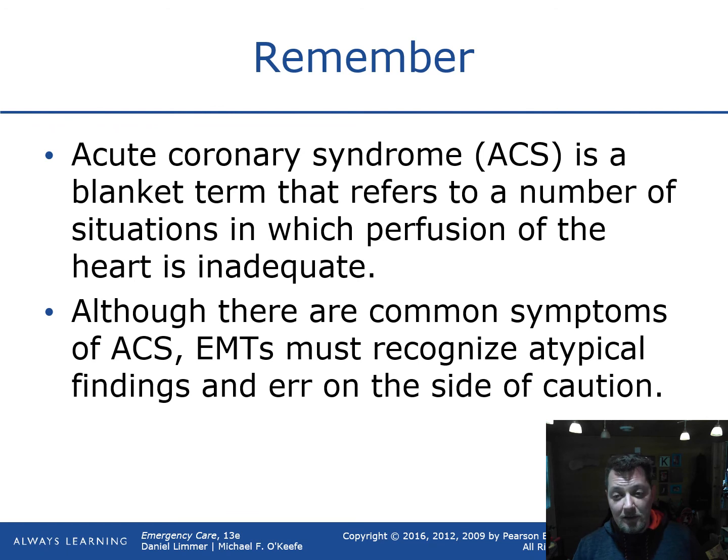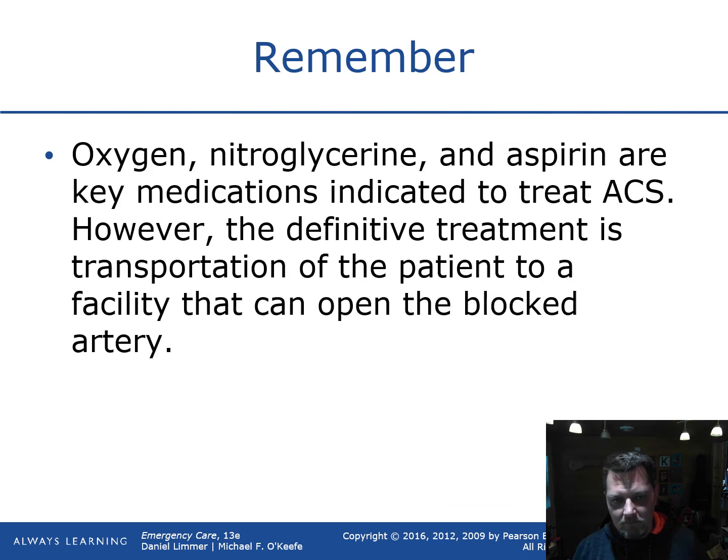ACS is a blanket term that refers to a number of situations in which perfusion of the heart is inadequate. And although there are common symptoms of ACS, EMTs must recognize atypical findings and err on the side of caution. Oxygen, nitroglycerin, and aspirin are key medications indicated to treat ACS. However, the definitive treatment is transportation of the patient to a facility that can open that blocked artery.